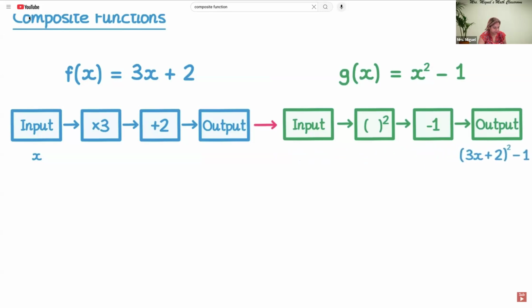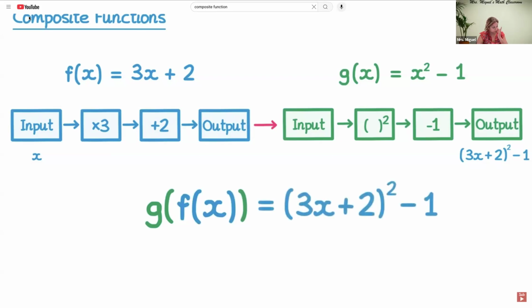So for this giant function machine, the input is x, and the output is 3x plus 2 all squared, take away 1. So let's recap what we just did. We started with an input x, we applied the function f to it, so we got f of x, and then we had a function g, but rather than having x as the input, we put the output from the previous function. So we put a function within a function, like this. This gave us the answer, 3x plus 2 all squared, take away 1.